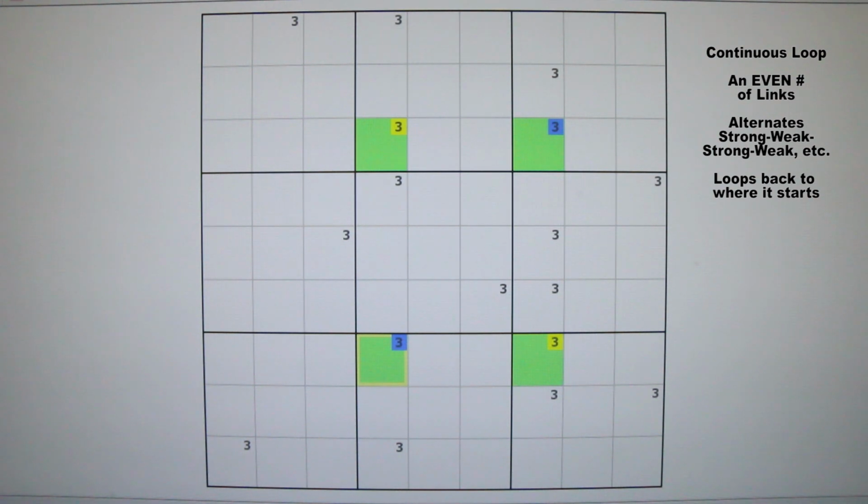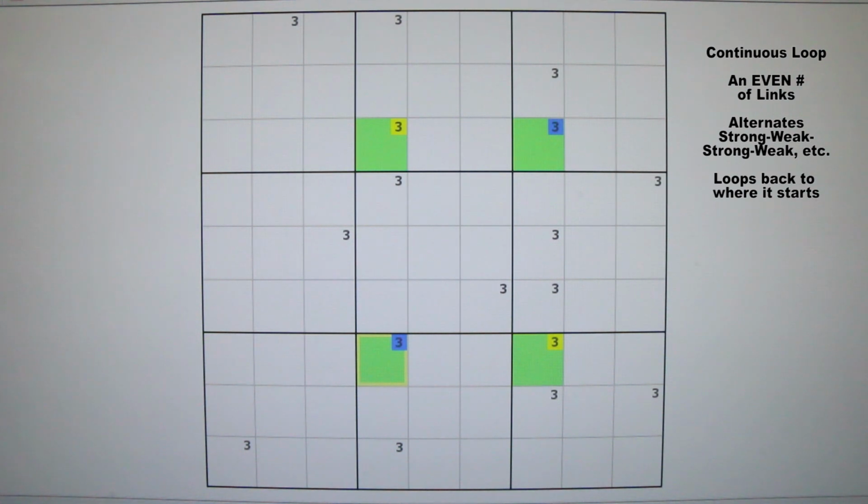A continuous loop is a chain that's just like an AIC that alternates strong, weak, strong, weak, strong, but instead of having an odd number of links, it has an even number of links because it has to loop back to where it starts. And if you had an odd number of links, then you'd have two strong links in a row or two weak links in a row, and it would not be a continuous loop.